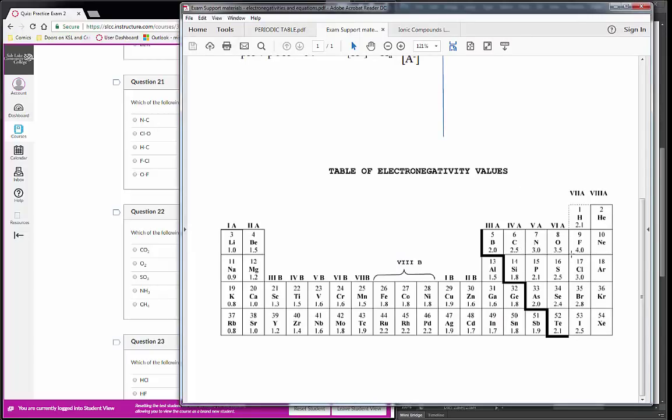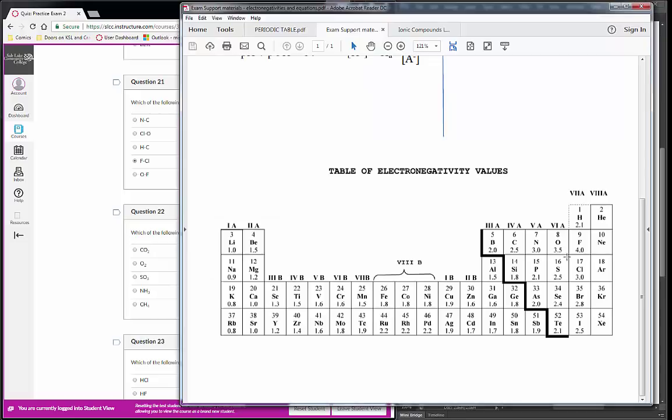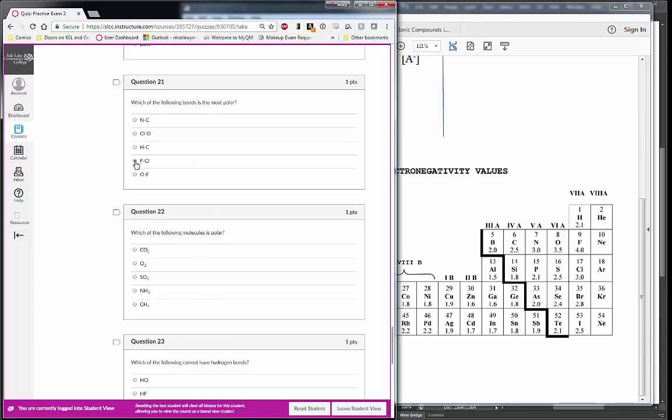ClO, 3 and 3.5, that is also a difference of 0.5. C and H, 2.5 and 2.1, that's a difference of 0.4, that's even lower than these two. F and Cl, fluorine is 4, chlorine is 3, so that's a difference of 1, that's the highest we've seen so far. And OF, O is 3.5, fluorine is 4.0, and so the difference is 0.5. So FCl has the largest difference in electronegativity values, therefore it would be the most polar bond.